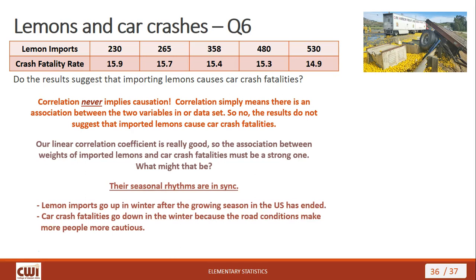Well, if you think about this in terms of time, you can see that the rhythm of the seasons with these two variables are in sync. So, lemon imports go up when the growing season in the U.S. ends. So, that's generally when you get winter set on. So, in the winter, we're going to be importing more lemons than we would during the summer when we can grow a lot of our own lemons. So, lemon imports are going to go up in the winter and down in the summer.